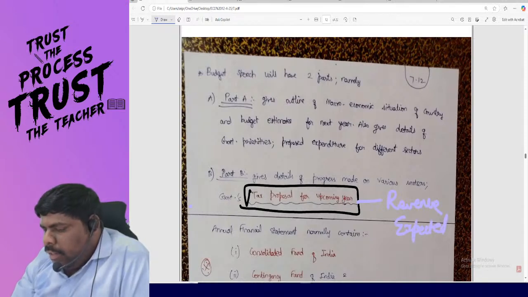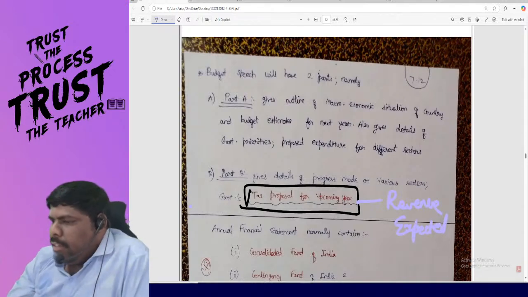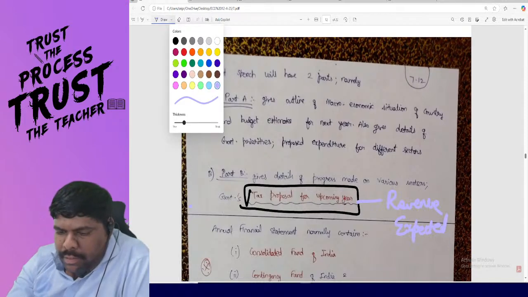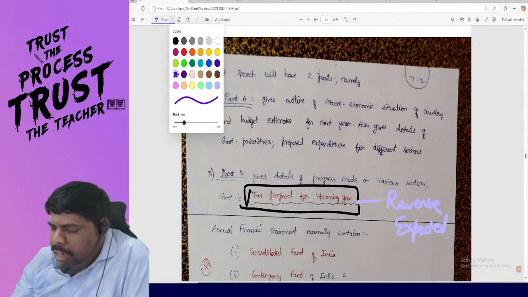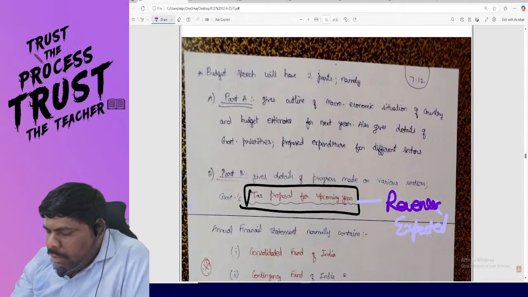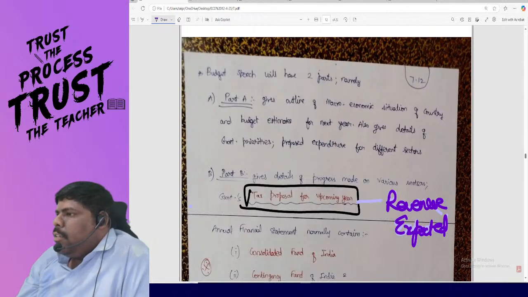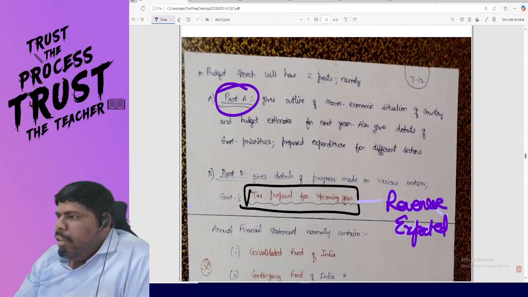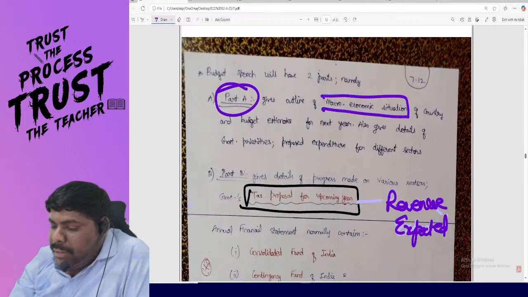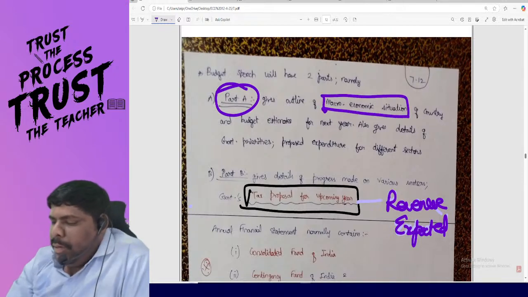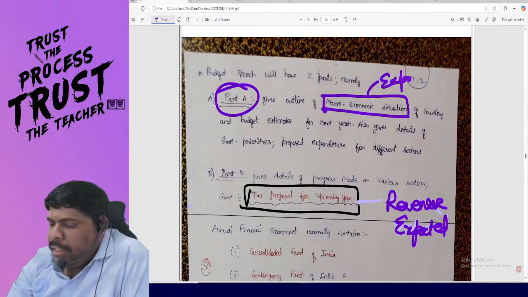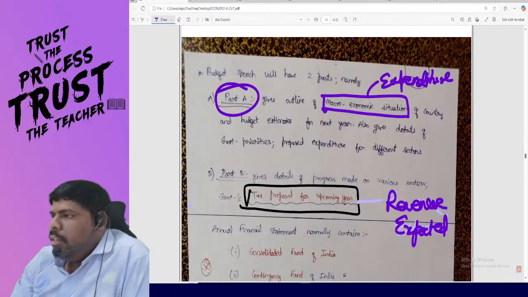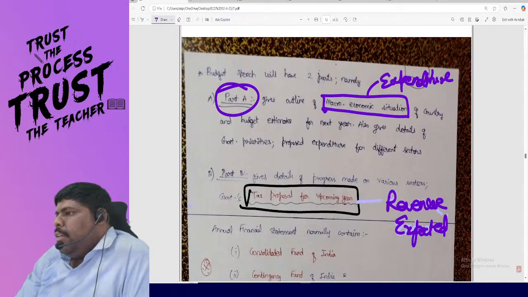Correct? Do you understand that? See, it is nothing but the revenue expected from the taxpayers. But the major portion lies here. It gives the macroeconomic situation. Simply put, it is going to give some detail on expenditure. How much amount we are going to expend for different sectors, that holds the major area, right?